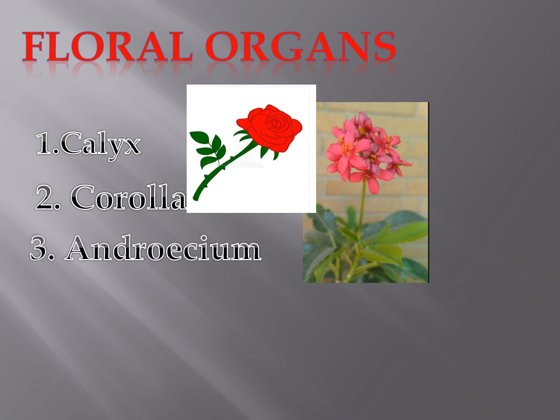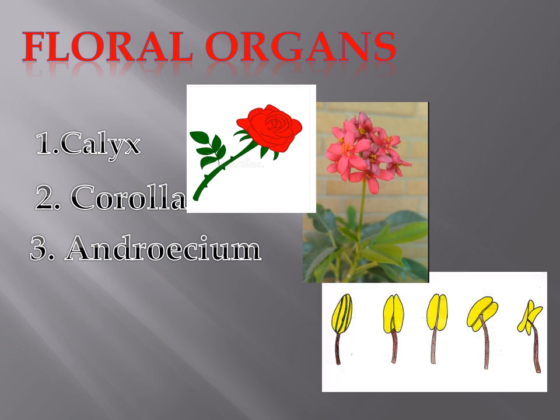The third part is the androecium, the male reproductive part of the flower, that is also called the stamen. So androecium consists of anther and the filament. The fourth part is the gynoecium, that is the female reproductive part of the flower, and it is also called the carpel.